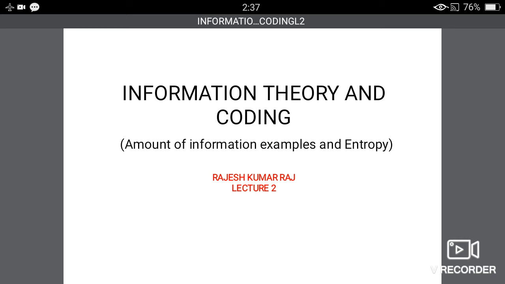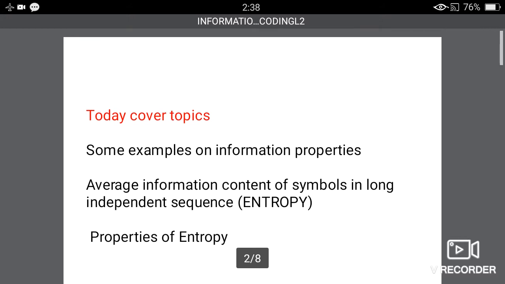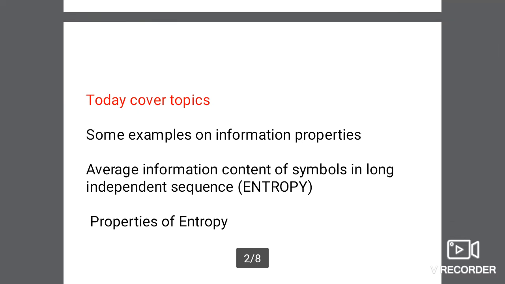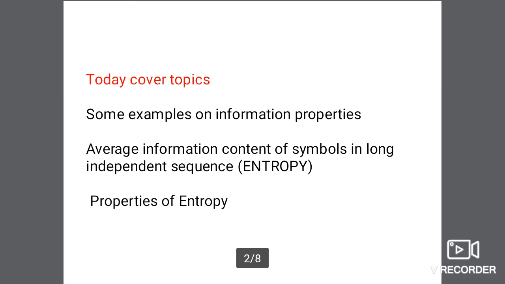Good morning. Today we will discuss some topics in information theory and coding, like information examples. Today we will cover some topics like some examples of information amount, and properties. Entropy means average information content of symbol in long independent sequence. And third is properties of entropy.